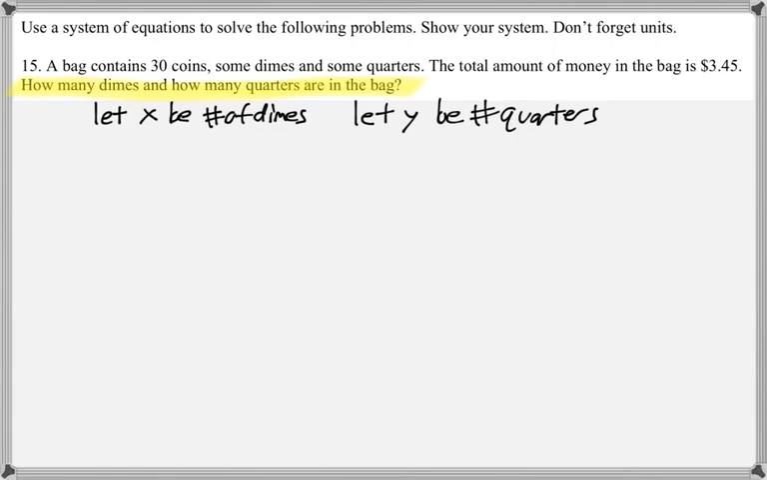So a value equation would be 10 cents times the number of dimes plus 25 cents times the number of quarters, and that's equal to my total value, which is $3.45.